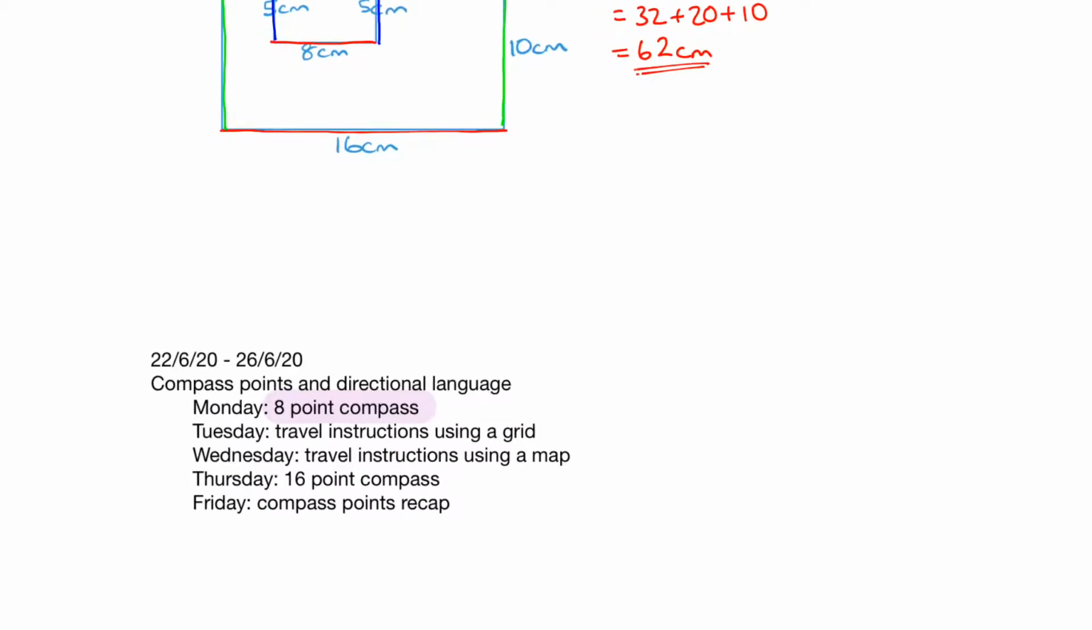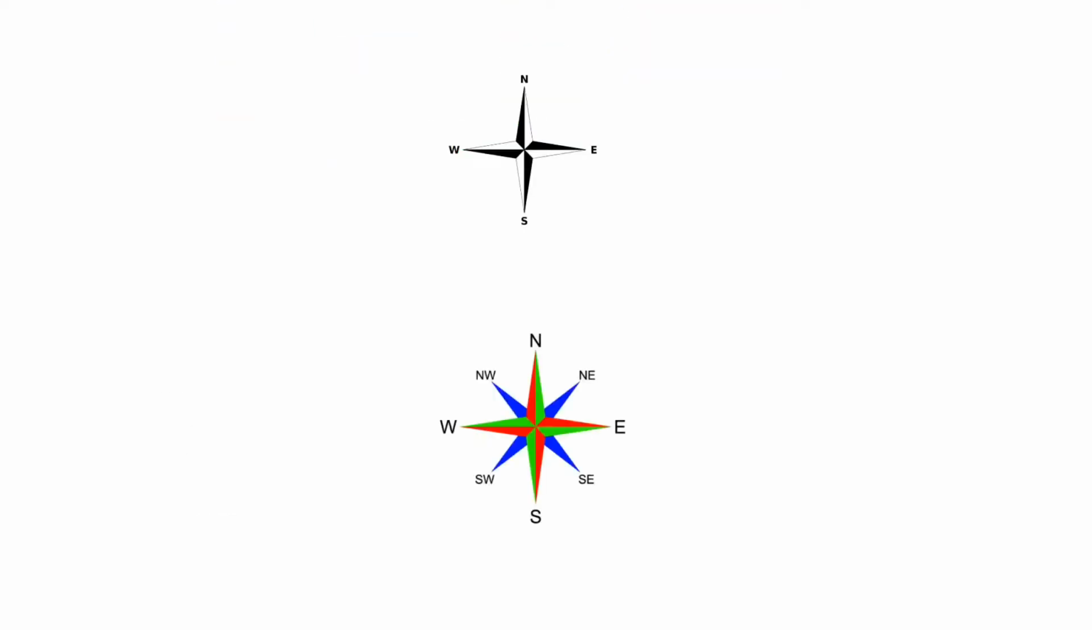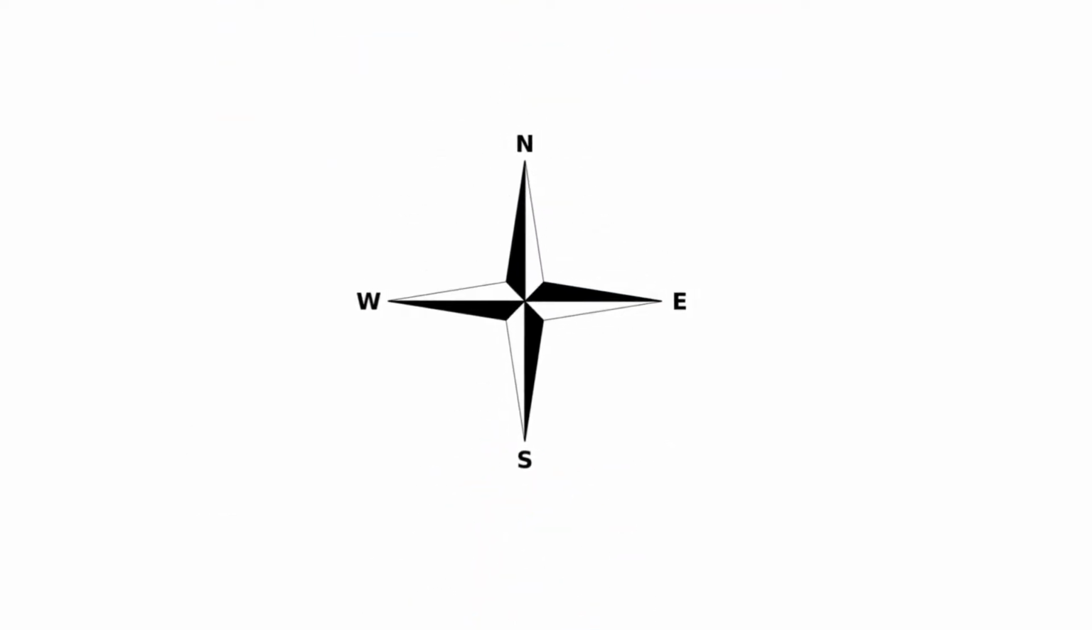So having a look at what we're doing this week. Today we're going to look at an 8-point compass. Okay, so let's simplify things first and look at a 4-point compass. So we've got north, south, east and west. I wonder if you know what clockwise means. That's the order that the numbers go in around a clock, and clockwise the hands move in this direction. So from the top they go right and they go round like that.